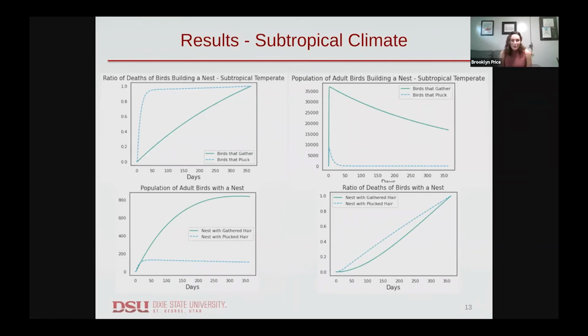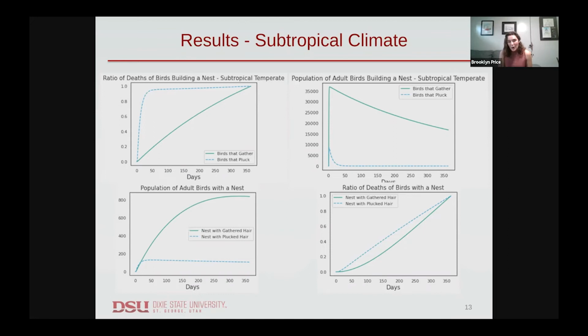So it's kind of the best one for us to do, we decided. And as you can see, the ratio for the deaths of birds building a nest, the birds that pluck, shoots up again. And that's because of their added risk of dying. They take that extra risk on when they pull hair off of a live animal. And then we have the population of adult birds that are building a nest, and that goes down over time. And the birds that pluck, that number is so low because the birds that pluck represent 2% of our total population. And so out of all of the birds that we had data on, it was only 2%.